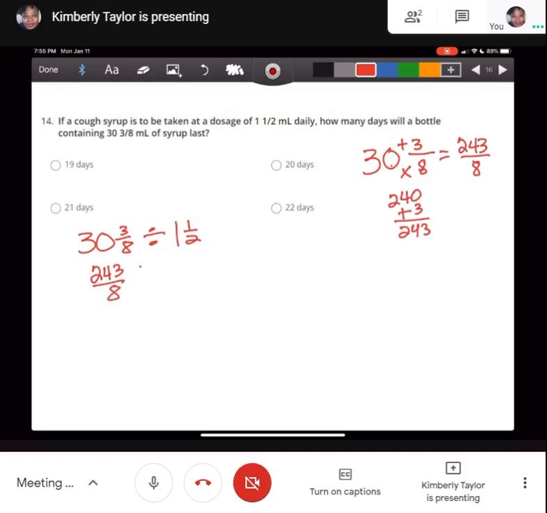243 over 8. Now divided by, let's do the same thing here, 1 and 1/2. Multiply the denominator of 2 times the whole number of 1, and then add the 1 numerator. So 2 times 1 is 2, plus 1 is 3. This is going to be 3/2. So we got 3/2 here. Now, we have to multiply the first fraction, which is 243 over 8, times the reciprocal. Let's write that down. Reciprocal means to flip the fraction.